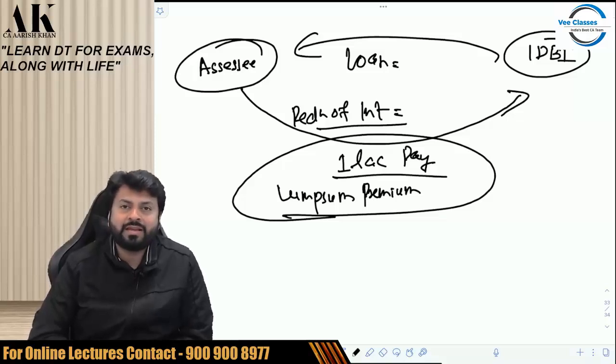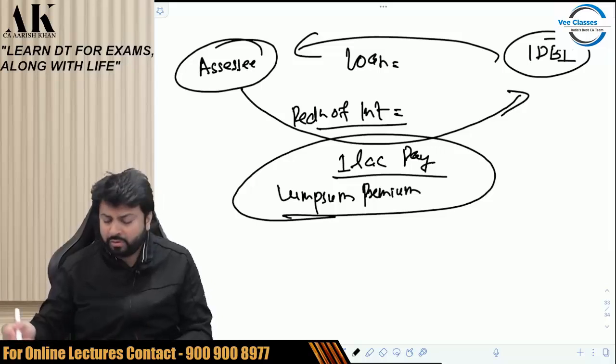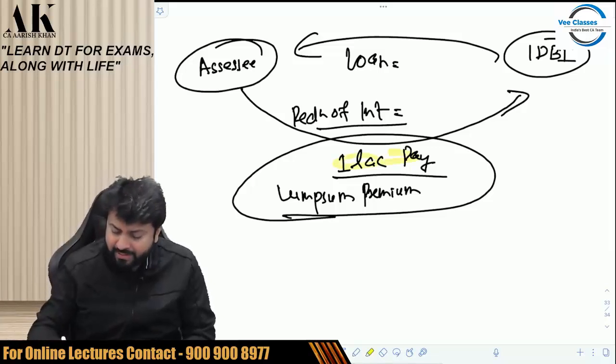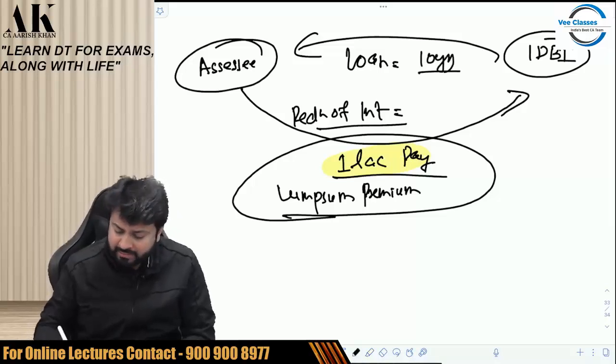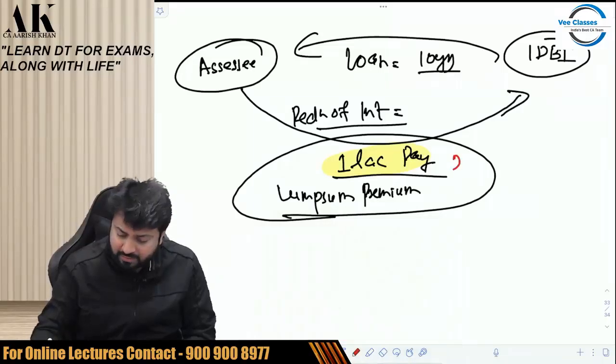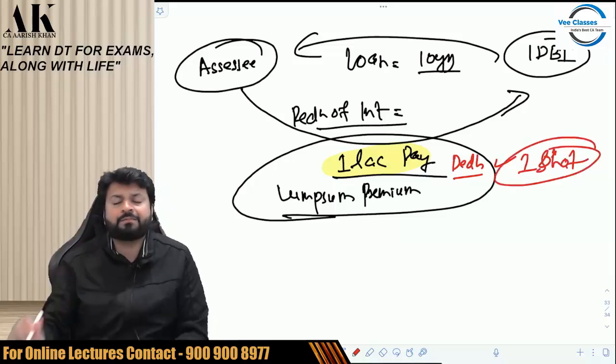So I went to the bank and I said that I want to reduce the rate of interest. The bank said that you pay 1 lakh rupees, we will reduce your rate of interest, we will restructure your loan. I paid 1 lakh rupees. The tenure of the loan was 10 years. I asked for the deduction of this in one shot. One shot means in 1 year.